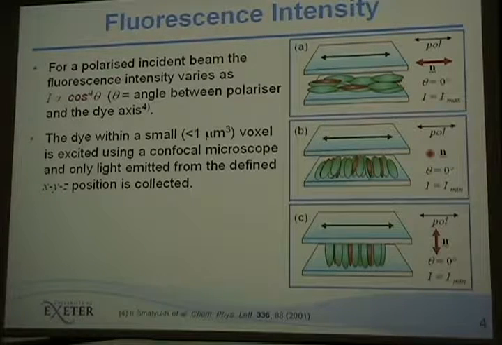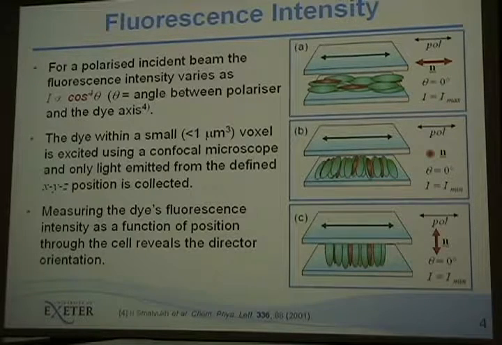So the region of the dye we're exciting is within this very small sub-micron cube voxel, so a 3D pixel, of our liquid crystal. Because we're using a confocal microscope, only the light emitted from that particular voxel of interest is going to actually be detected. And this is measuring the dye fluorescence as a function of position, which is going to actually give us our director structure.